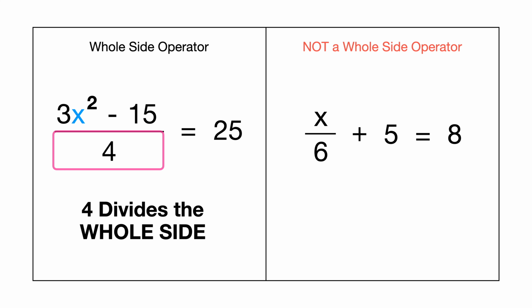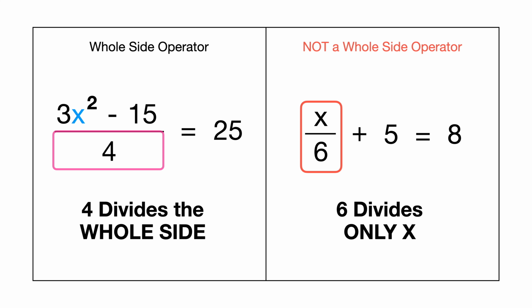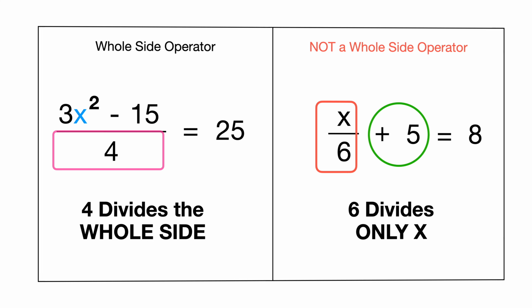This one right here, this x over 6, is not a whole side operator because 6 divides only x, and it needs to divide the whole side to be a whole side operator. And see here, we still have this plus 5 just hanging out, so that 6 would just be considered division.